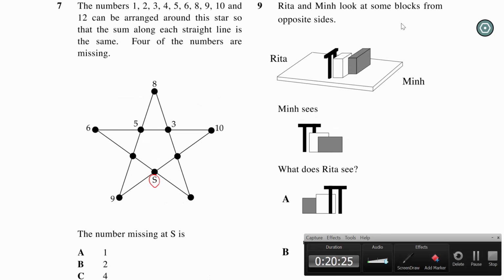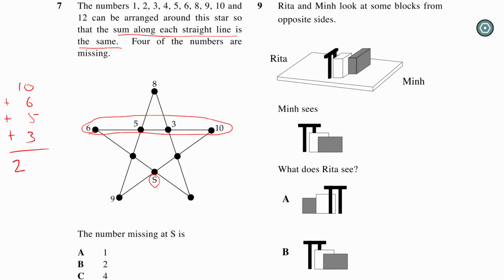If we look at the question, it says the sum along each straight line is the same. So if we look at one line and we add it up, each and every single line should add up to that exact same number. So this number here, 10 plus 6 plus 5 plus 3, that gives you 24. So each and every single line in the question should add up to 24.